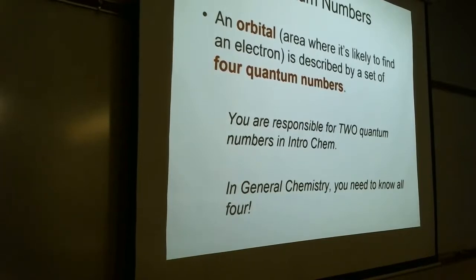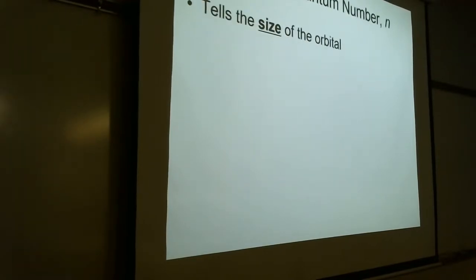Okay, so it's defined by 4 quantum numbers. In Intro Chem, you'll need to know 2. In Gen Chem, you'll need to know all 4. But the thing is, these numbers aren't difficult, okay?